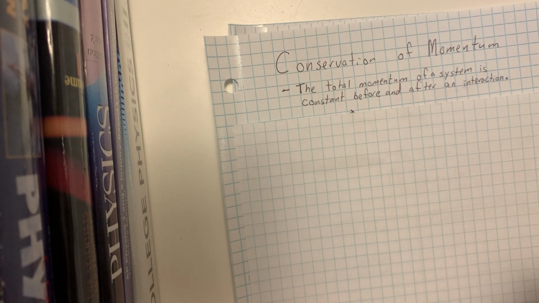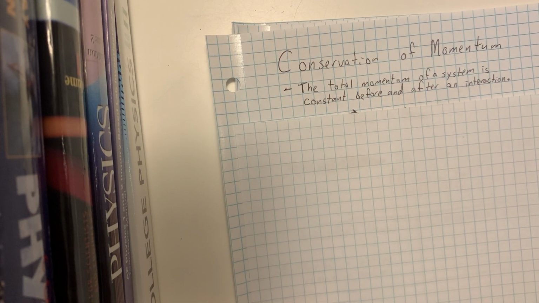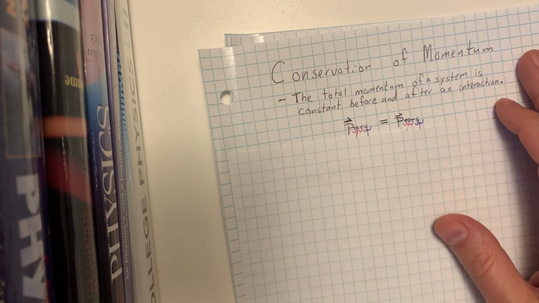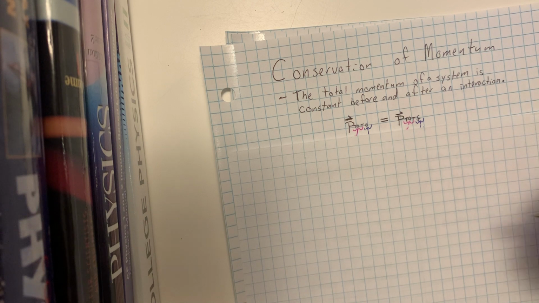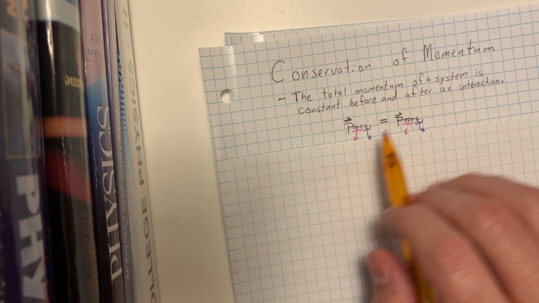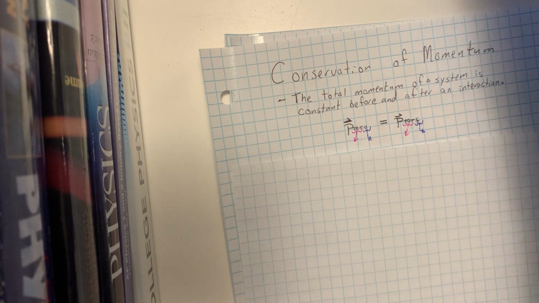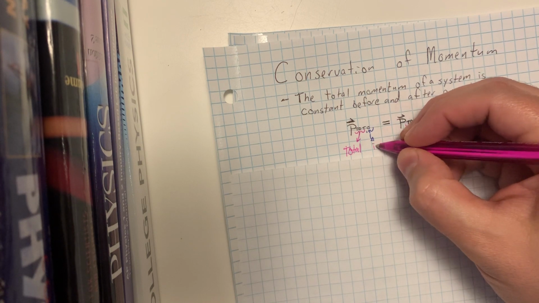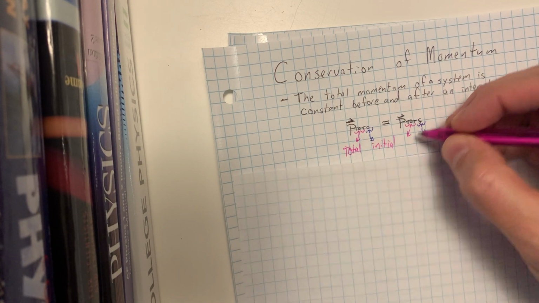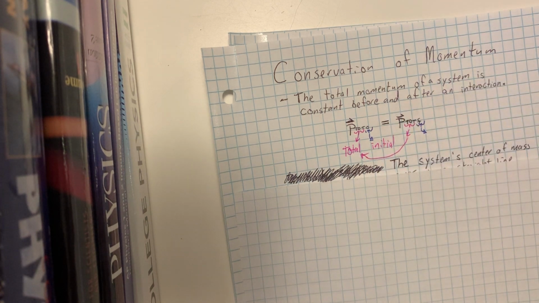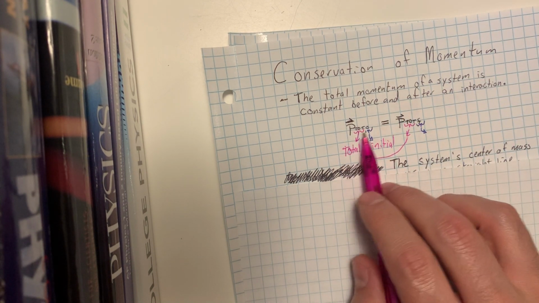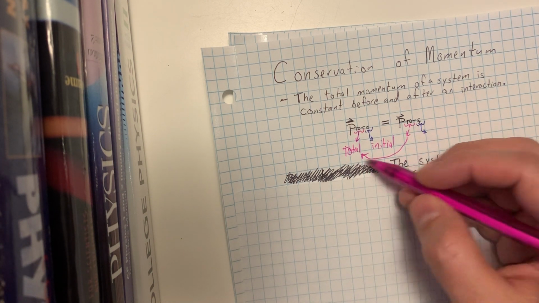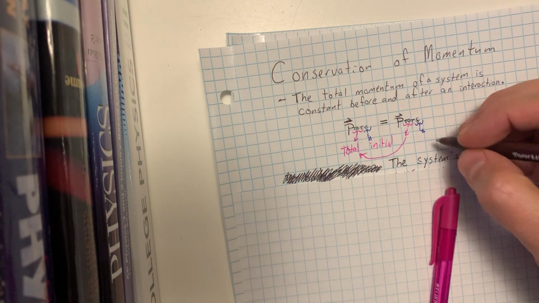conservation of momentum. Total momentum of a system is constant before and after any interactions. So basically, if we add up the total momentum, P total, so TOT is what I use for total, and then the naught is going to be initial, and then P total initial is equal to P total final. So TOT is going to be total for both. The F is going to be final.